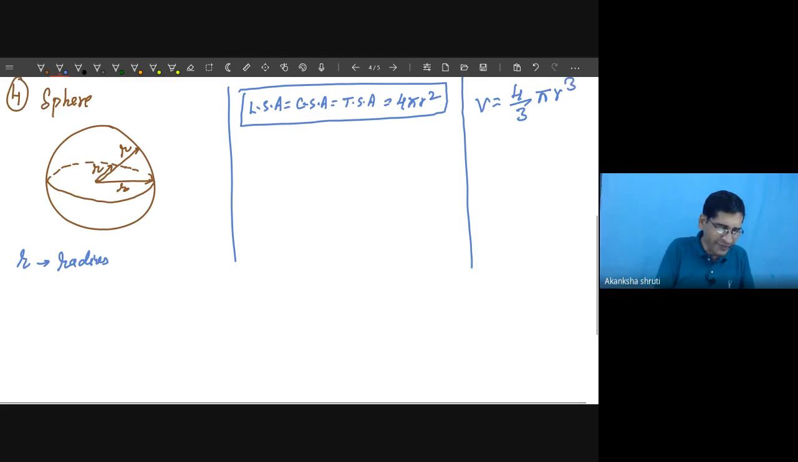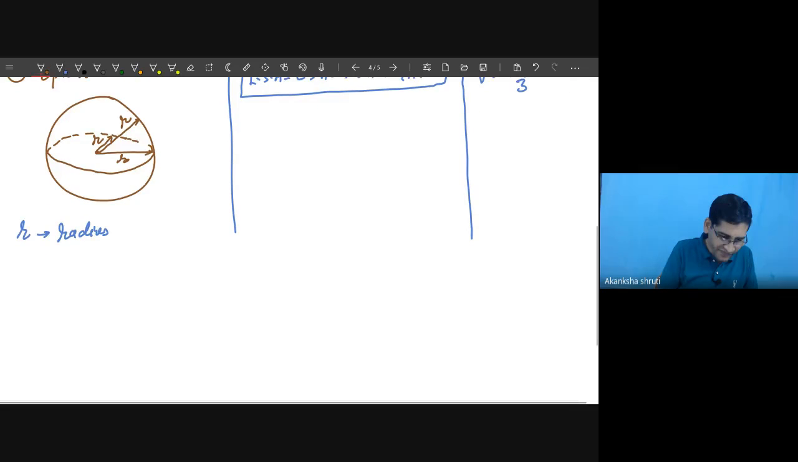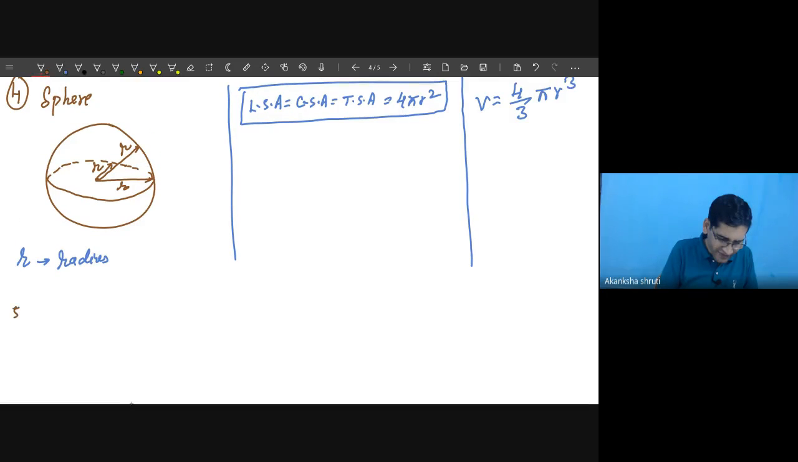Now coming to the hemisphere. Write it quickly. The fifth one is our hemisphere. Hemisphere is sometimes also called a semi-sphere, that doesn't make any difference. But the word semi is used commonly for the planar figure and hemi is used for the three-dimensional figure. So write hemisphere.